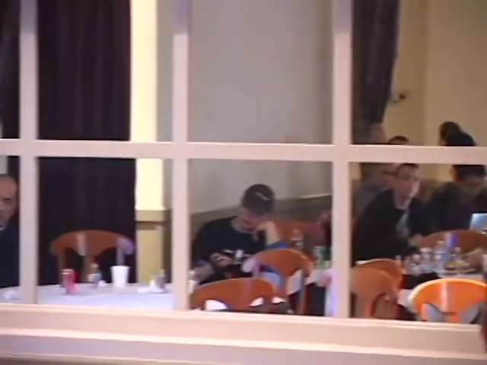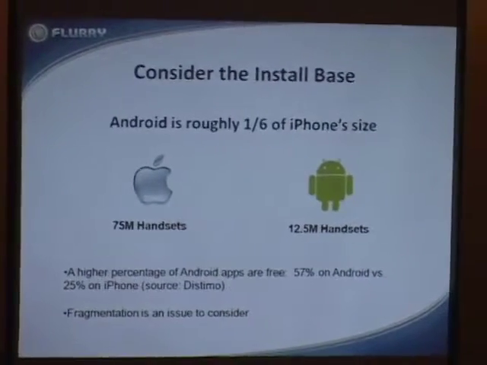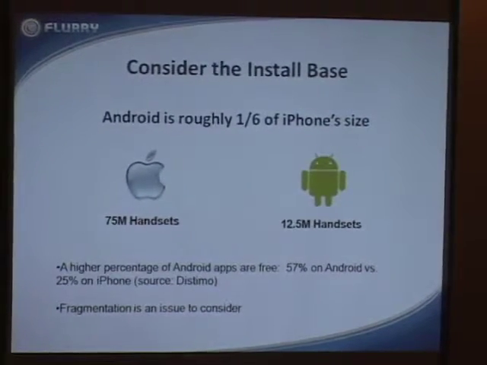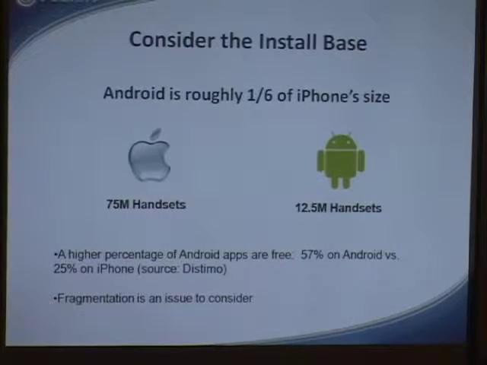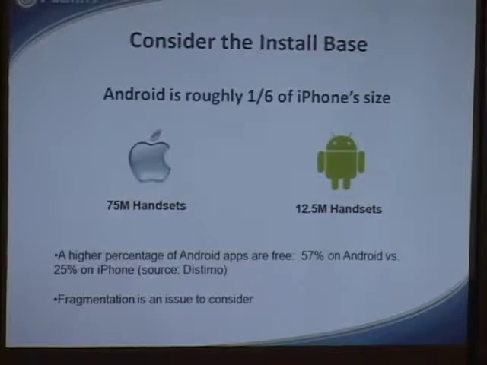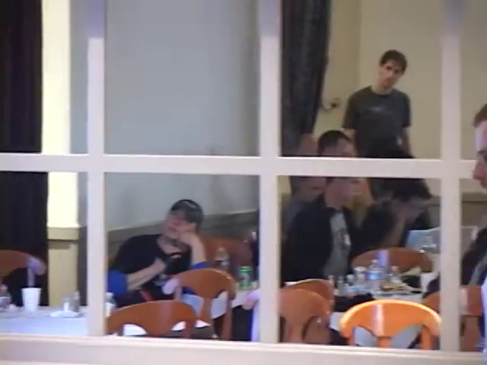The other two issues: a higher percentage of Android apps are free. Distimo released a report, I believe, a month ago, showing that 57% on Android are free apps versus 25% on iPhone. So when it comes to freemium, which I believe you were talking about in the previous presentation, you want to make sure that the user expectation is going to be similar, and if there's going to be any sort of upsell opportunities, you've got to know the market and see what it will bear.